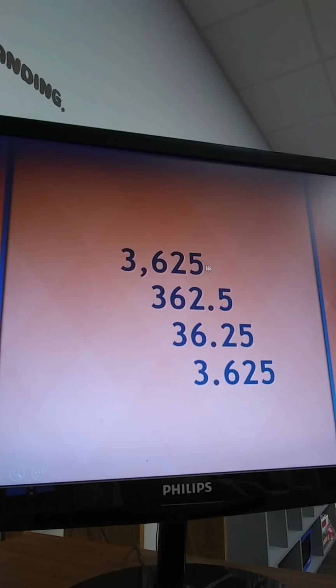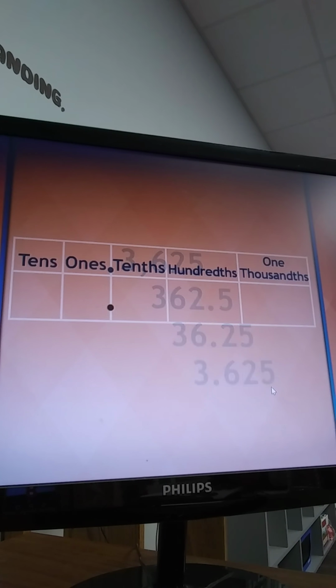Okay, moving the decimal creates another number. 3,625 is very different from 362 and 5/10. 36 and 25/100. 3 and 625 thousandths.